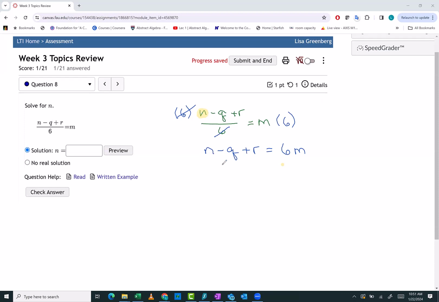You could just do both of these at the same time. Why can't I add Q and subtract R at the exact same time from both sides? When I do that, this goes to 0 and this goes to 0, and I just eliminated one more step. There's no need to eliminate steps.